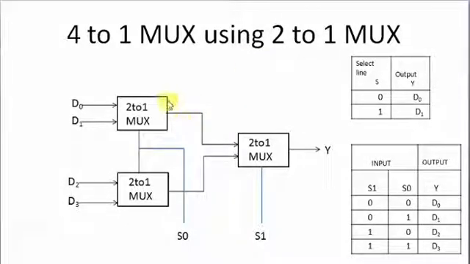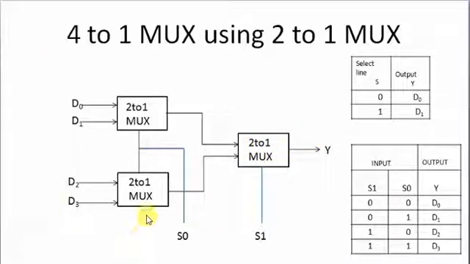So see, for 4x1 MUX we need 4 inputs D0, D1, D2 and D3, and for 2x1 MUX we need 2 inputs. So we'll use two 2x1 MUX, with inputs D0 and D1 for one and D2 and D3 for the other. So total 4 inputs. The output will act as an input to this 2x1 MUX and give the final output Y.